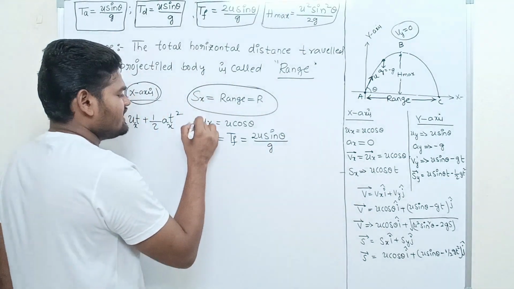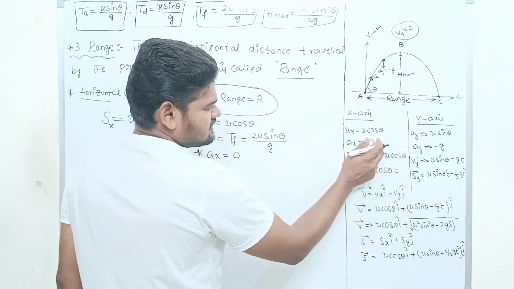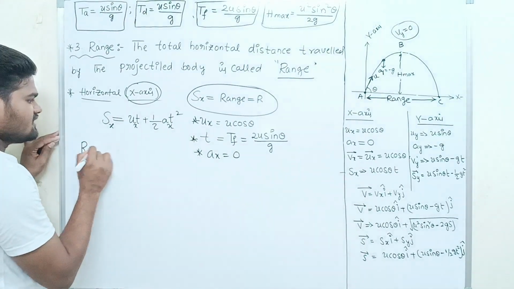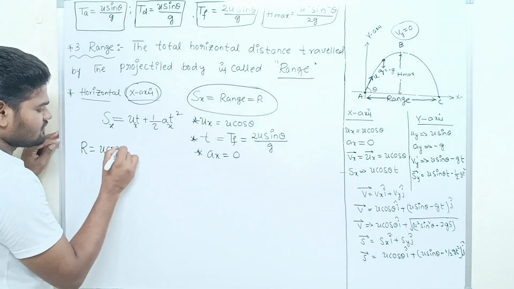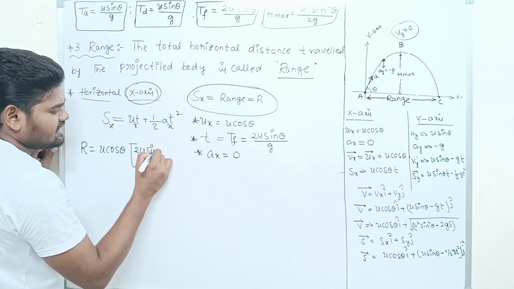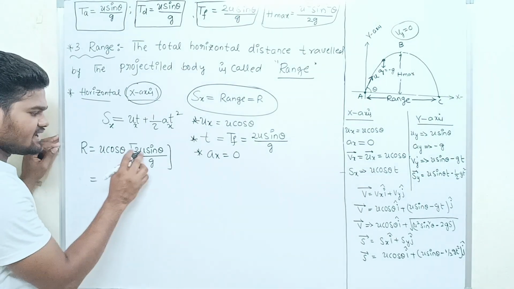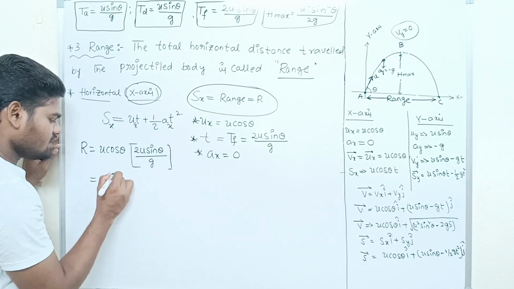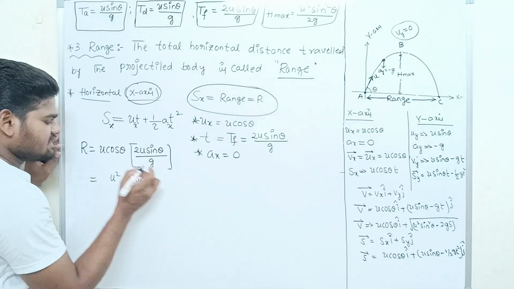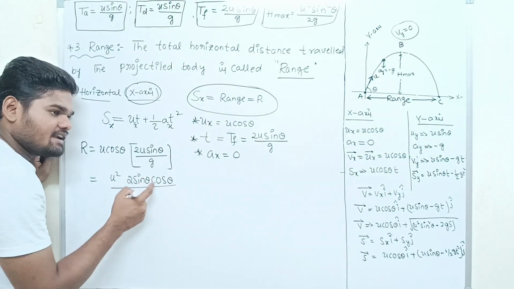That's it. Okay. So what is ax? Acceleration due to gravity along the x direction is 0. Just substitute here. Sx is range, ux is u cos theta, T is time of flight, 2u sin theta by g. So have a look. Here u is there, here u is there, u into u, u square. Here 2 sin theta is there, here cos theta is there, divided by g. 2 sin theta cos theta.